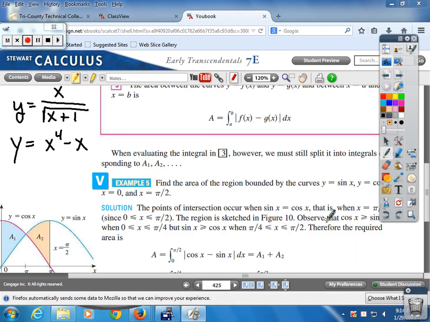Now, in this case, it's not going to matter which one is cosine and which is sine, because you're going from one to the other. So you could actually go cosine minus the sine plus the sine minus the what? You could do it that way if you want to. It's not that big of a deal.